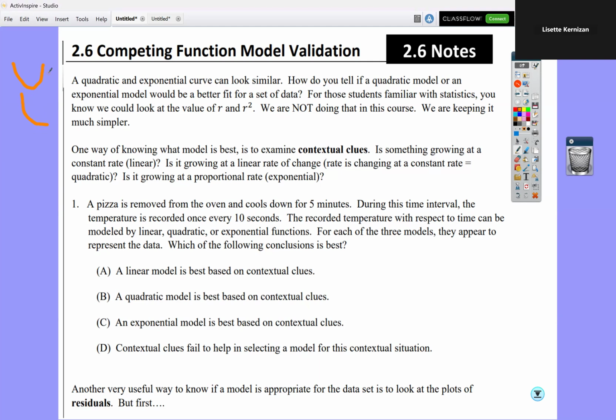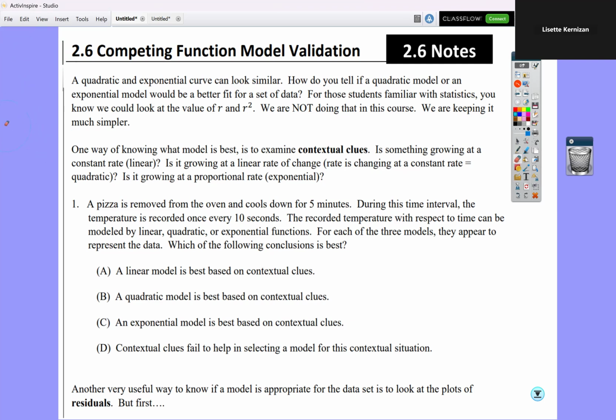So how can you tell if a quadratic model or exponential model will be the better fit for a data set? If you're familiar with statistics, you have R and R squared, and the closer it is to one, the better your data set is. But you'll do more with that if you decide that you want to take statistics next year. We're going to keep it simple. We're going to look for context clues, right? Is something growing at a constant rate? Is it growing at a linear rate of change? Is it growing at a proportional rate of change? These are things you already know, and you're able to make a guesstimation or educated guess.